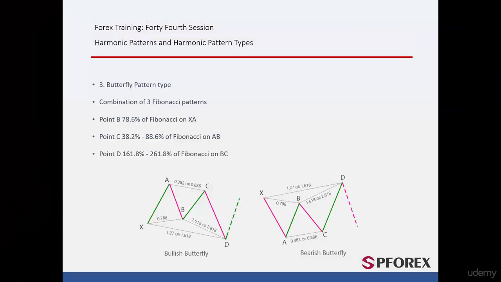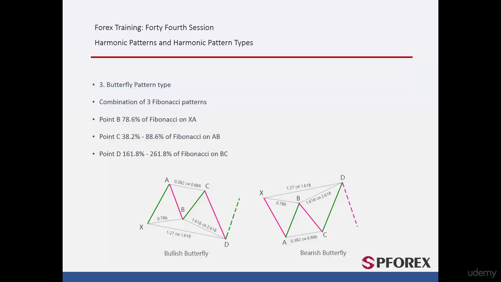Butterfly is another harmonic pattern with 3 Fibonacci patterns in which trends start from the point X. In a bullish type, as the trend reaches the point A, it reverses its direction toward the point B. Reversal point B is on 78.6% of the Fibonacci over XA. The price increases towards the point C, that is between 38.2% and 88.6% of the Fibonacci on AB. The last swing should be towards the bottom until it touches the point D.